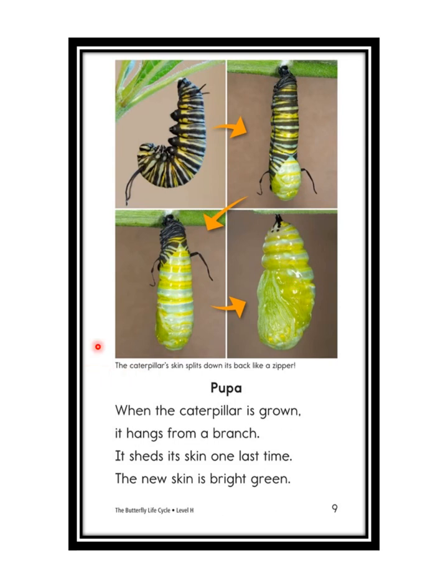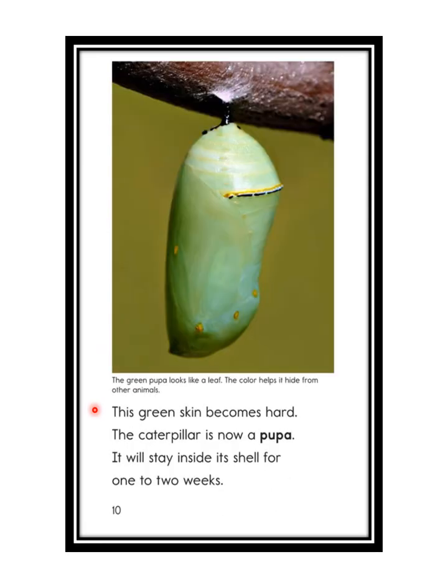The caption says, the caterpillar skin splits down its back like a zipper. The green skin becomes hard. The caterpillar is now a pupa. It will stay inside its shell for 1 to 2 weeks. Here you go. The caption says the green pupa looks like a leaf. The color helps it hide from other animals.